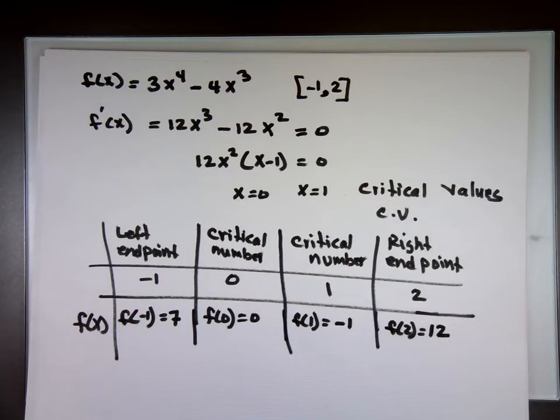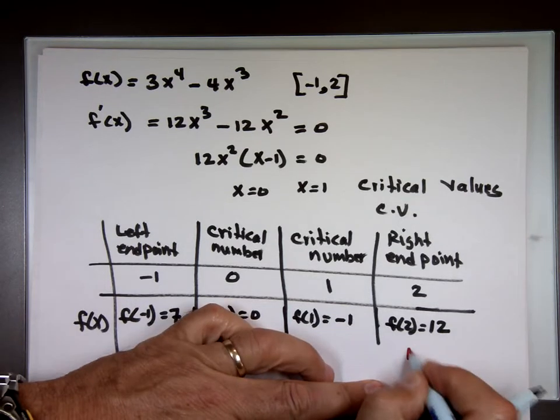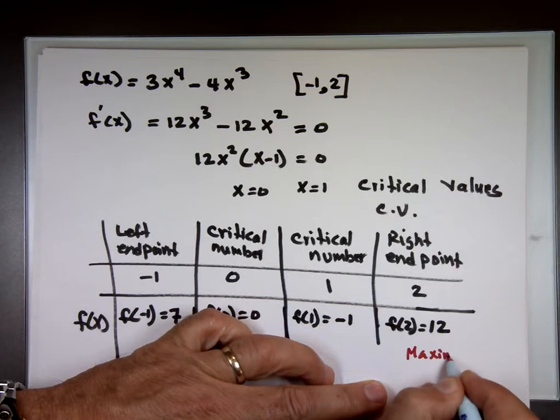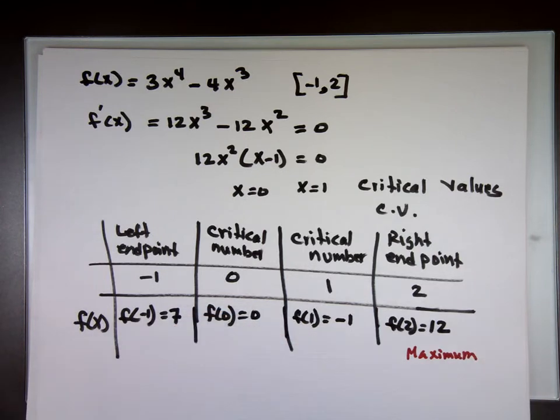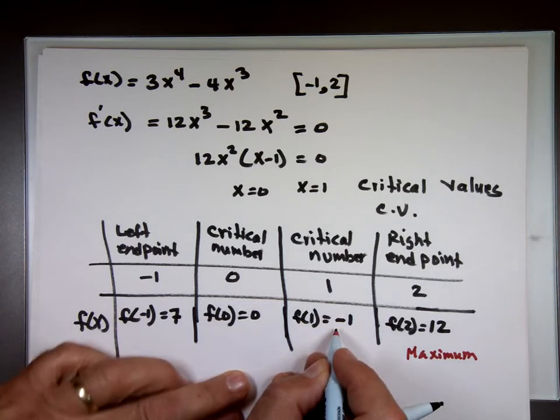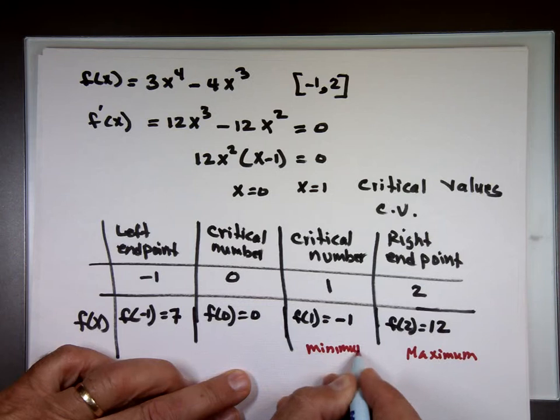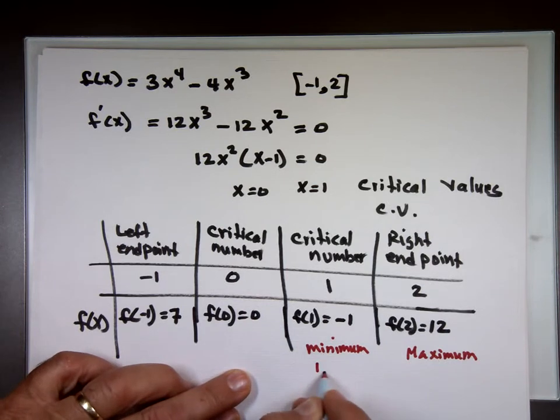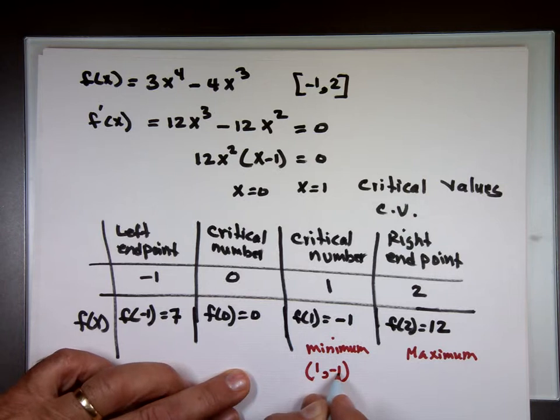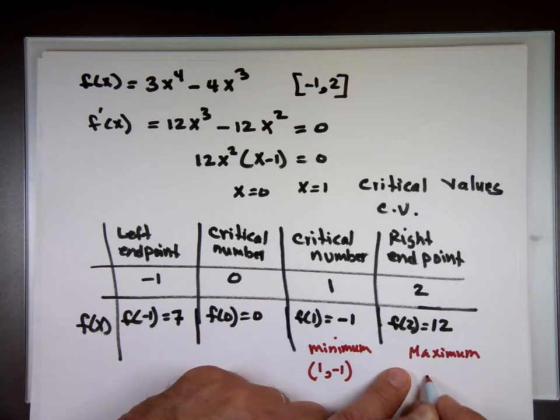Which one's the largest y value? The 12, that's your maximum value. Which one is the smallest value? Negative 1, that's your minimum. So the minimum is going to happen at 1, and it's going to be the minus 1. And the maximum is going to happen at 2, and the value of that will be 12.